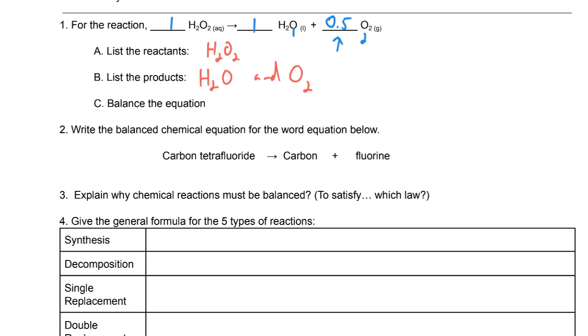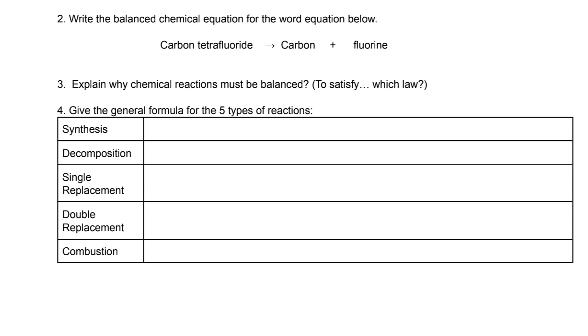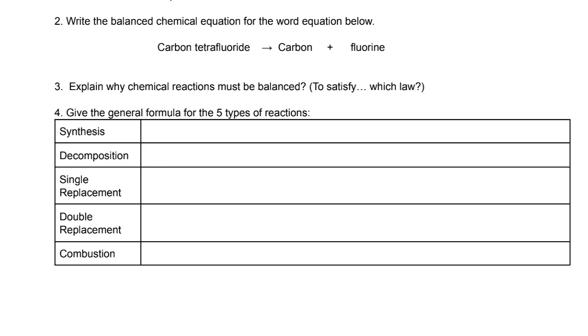But I don't want to end with a 0.5, so I'll double everything to be a 2, 2, and 1 mole ratio. All right, number 2, write the balanced chemical equation for the word equation below.